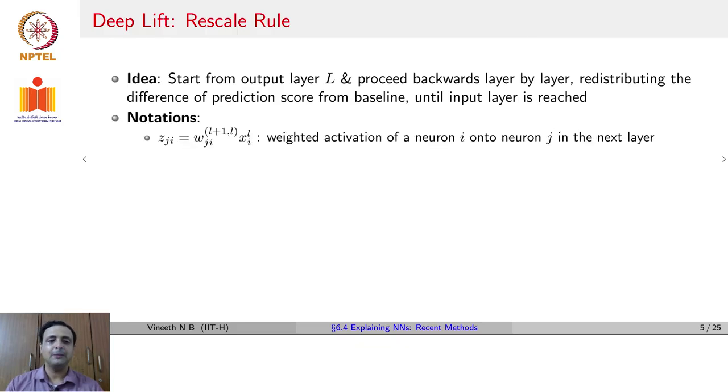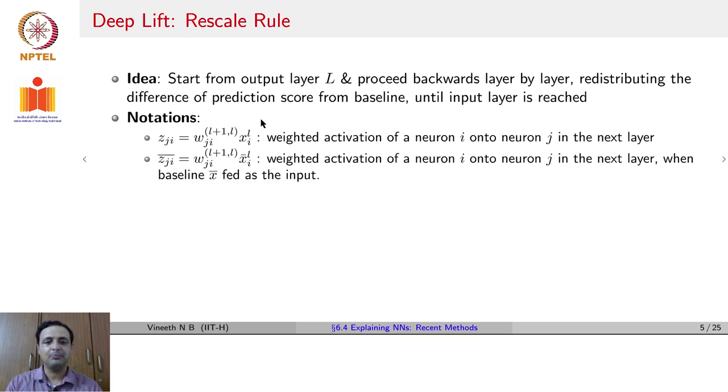Let's explain that more clearly. Let's assume now that Zji is equal to Wji in the L plus 1th layer into the activation of the previous layer Xil. So Xil into Wji L plus 1 becomes Zji in the next layer. That's the notation we are using. Similarly, Zji dash is Wji L plus 1 into Xi dash, where Xi dash is the baseline input or the reference input that we talked about. So how do we use these?